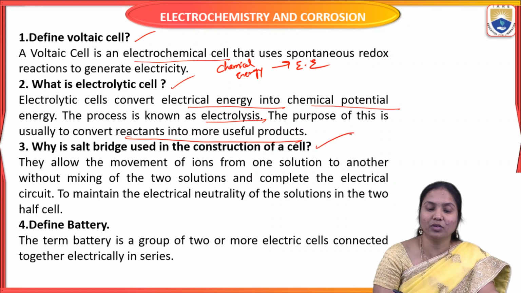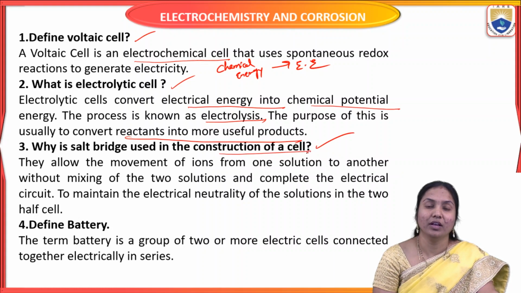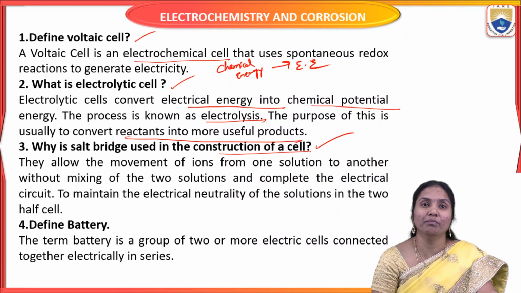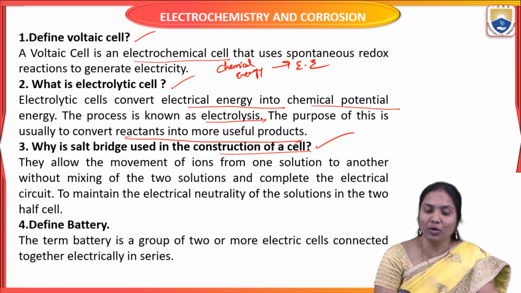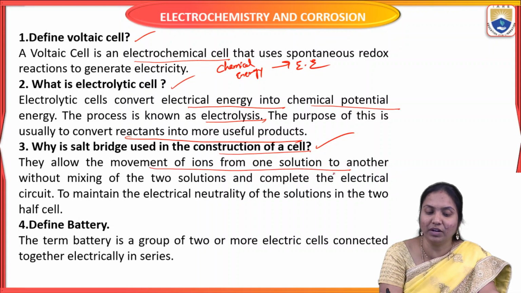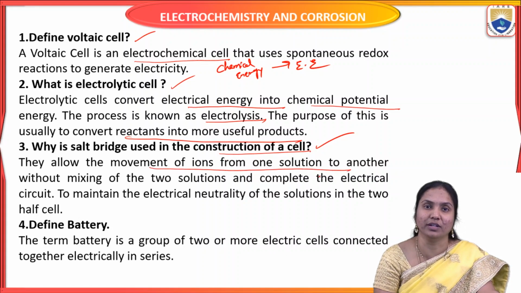Next one is, why is a salt bridge used in the construction of a cell? A cell consists of one anode and one cathode. The number of cells connected in a series is called a battery. So in the cell construction, why is a salt bridge used? It allows the movement of ions from one solution to another solution.